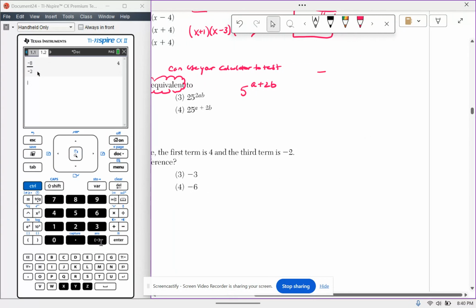Well, let's review our laws of exponents, right? When we multiply like bases, we add the exponents. So this guy would become 5 to the a plus b.